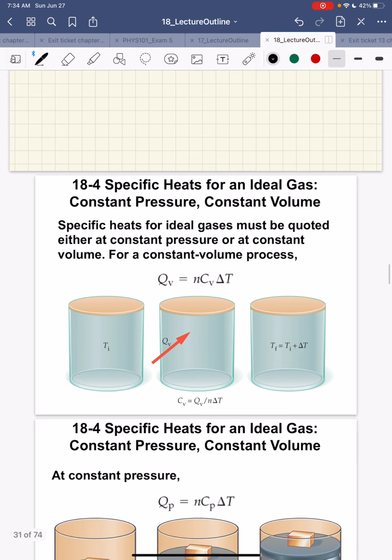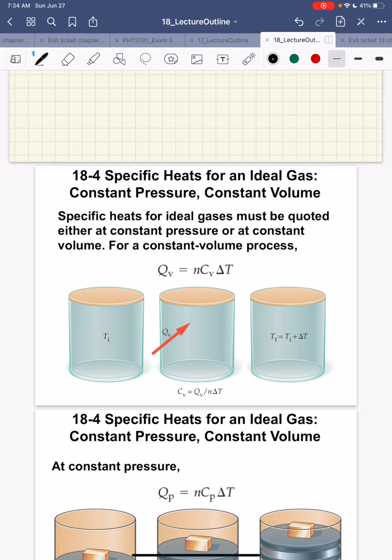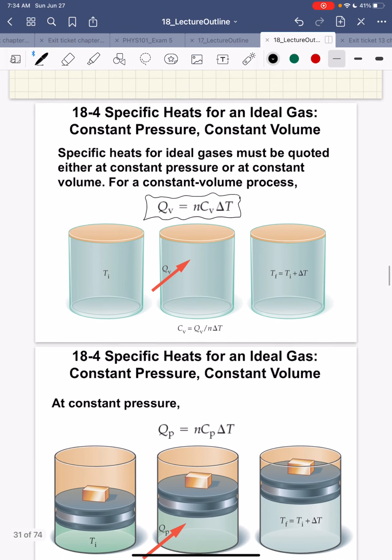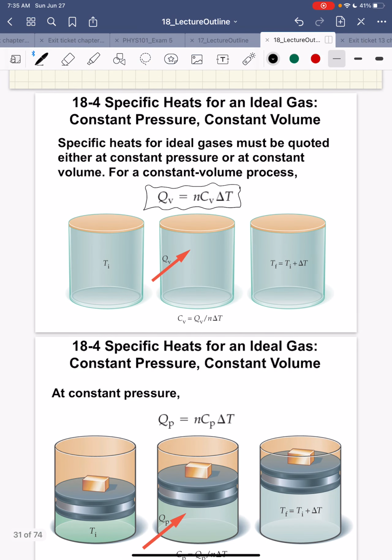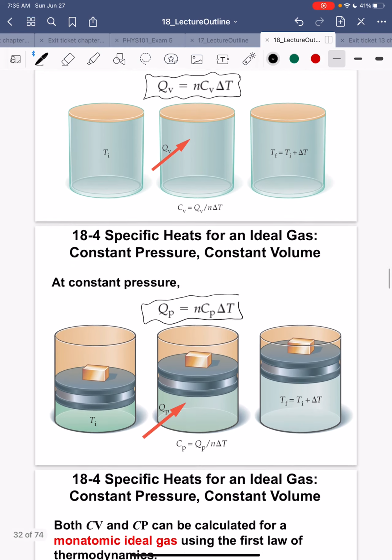This is part of chapter 18, and this is the last chapter in this course. The next topic is going to be when we are going to talk about specific heats for ideal gases. We need to specify whether it is at constant pressure or at constant volume. For the constant volume process, where the volume stays the same, Q, the heat, should be n, the number of moles, times CV times delta T. At constant pressure, we are going to have QP equals n CP delta T.